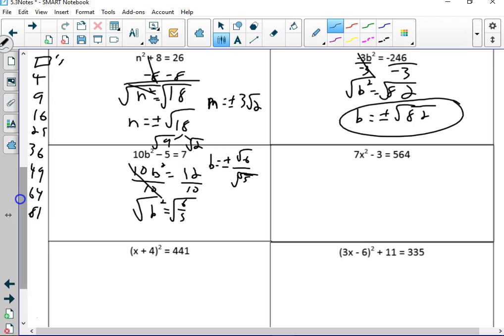We need to rationalize. We need to get rid of the radical on the bottom. So we have to multiply by radical 5 over radical 5. This is going to get rid of that denominator radical. So we're going to get b equals plus or minus radical 30 over 5, because radical 5 times radical 5 is just 5. The radicals cancel, because you get radical 25, and that's 5. So that's our answer. Whenever we have a radical on the bottom, we must rationalize it, which means multiply top and bottom by that radical.